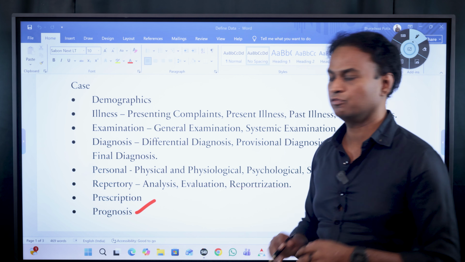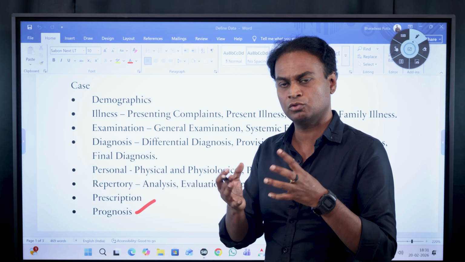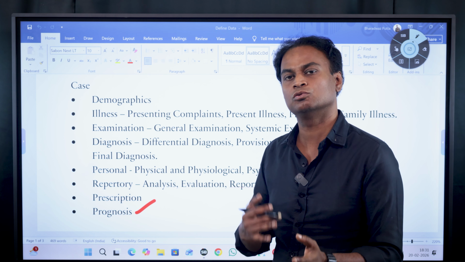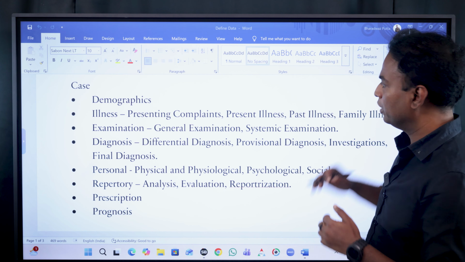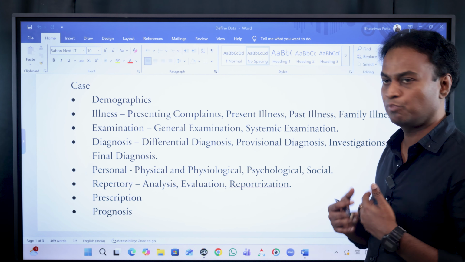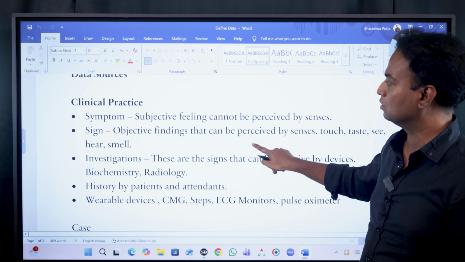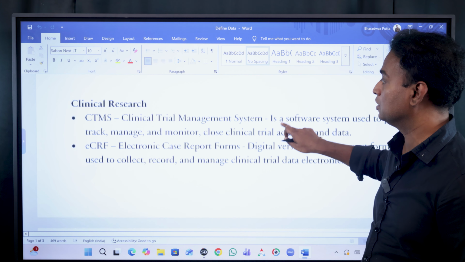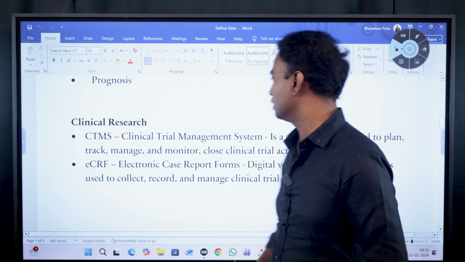Next one is prognosis. When the patient comes for further visits, you update your prognosis notes and you write in the prognosis, and you prescribe the new medicine or you stop the medicine, you change the medicine, all that comes under data. So when you are a clinician and you practice medicine, this is how you get the data. And next important thing is clinical research. In clinical research, how you get the data is a very important topic here.